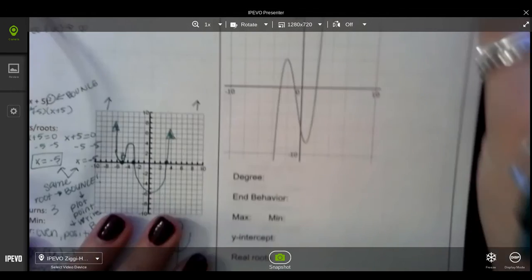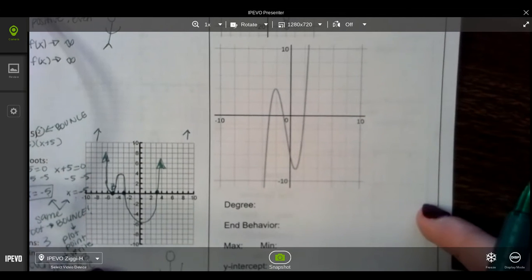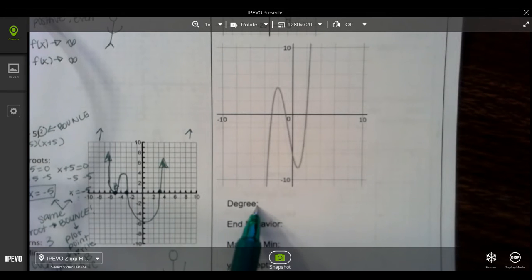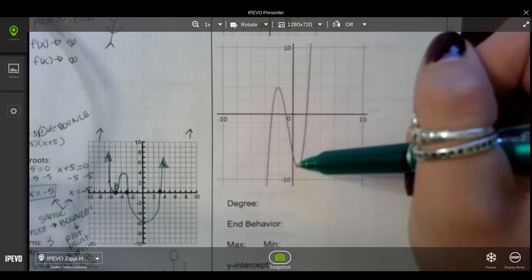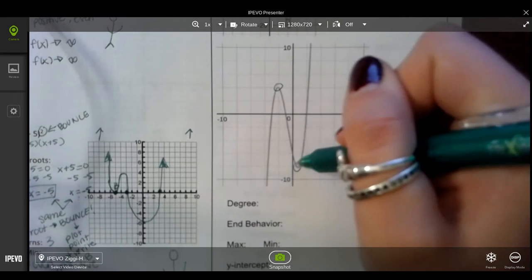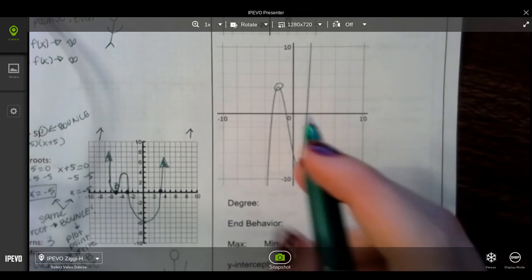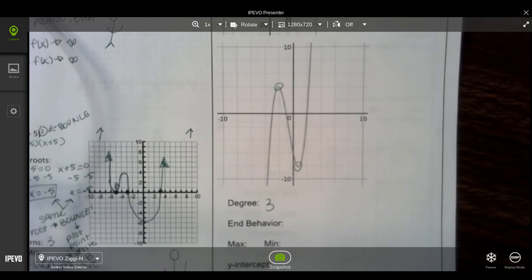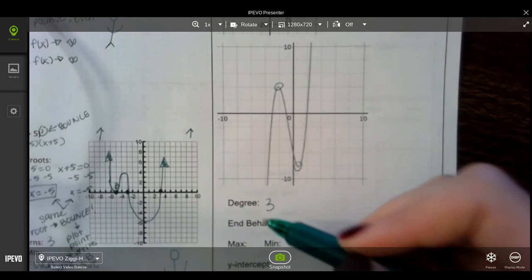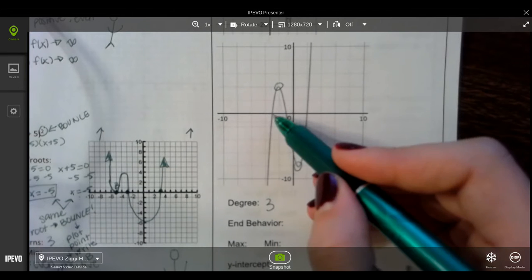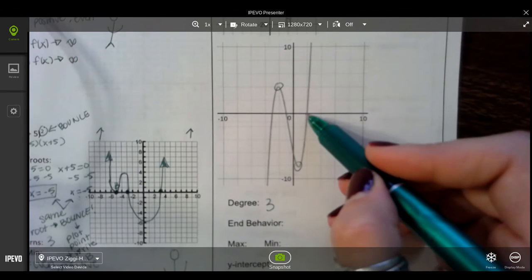And our last example, and then I will see you guys in class. Let's find our degree. Remember, we count the turns and add 1. So I have 1 turn, 2 turns. So my number of turns plus 1 gives me a degree of 3. Well, I have a degree of 3, which means I have a max of 3 real roots. Well, I do have 3 real roots. I have 1, 2, 3 real roots.